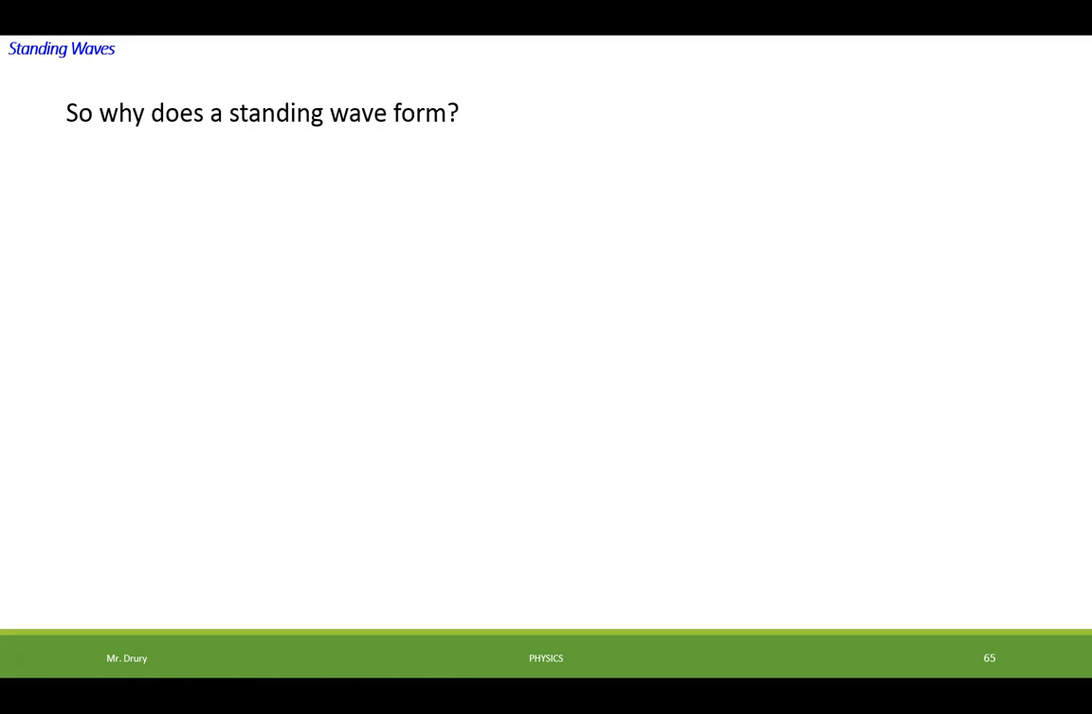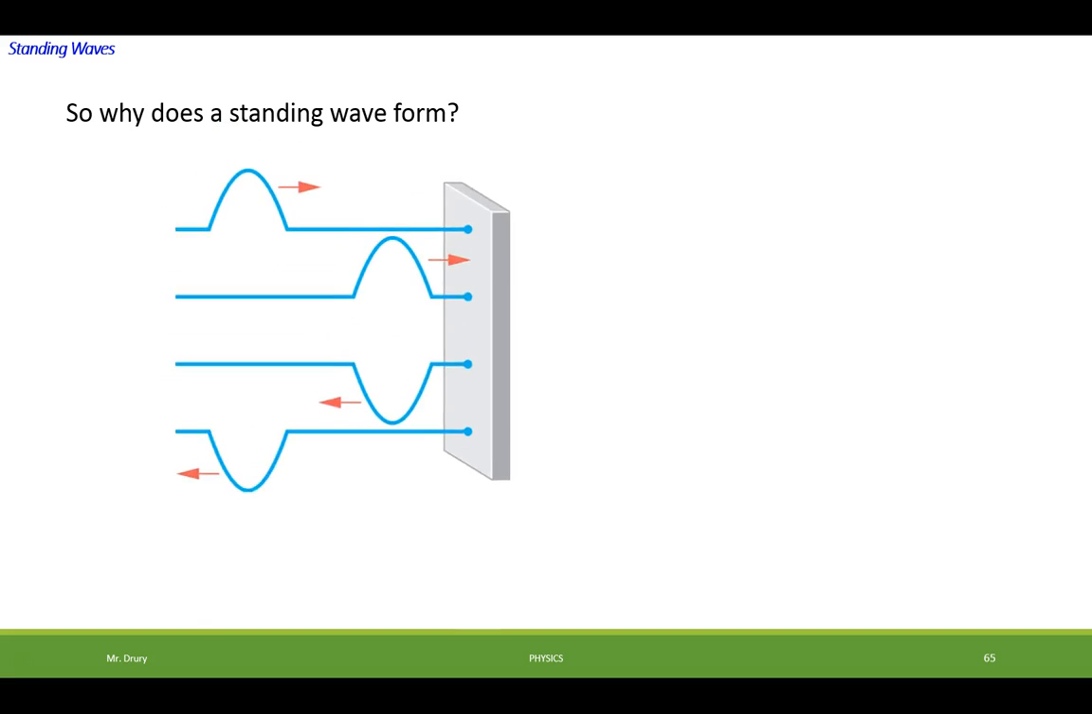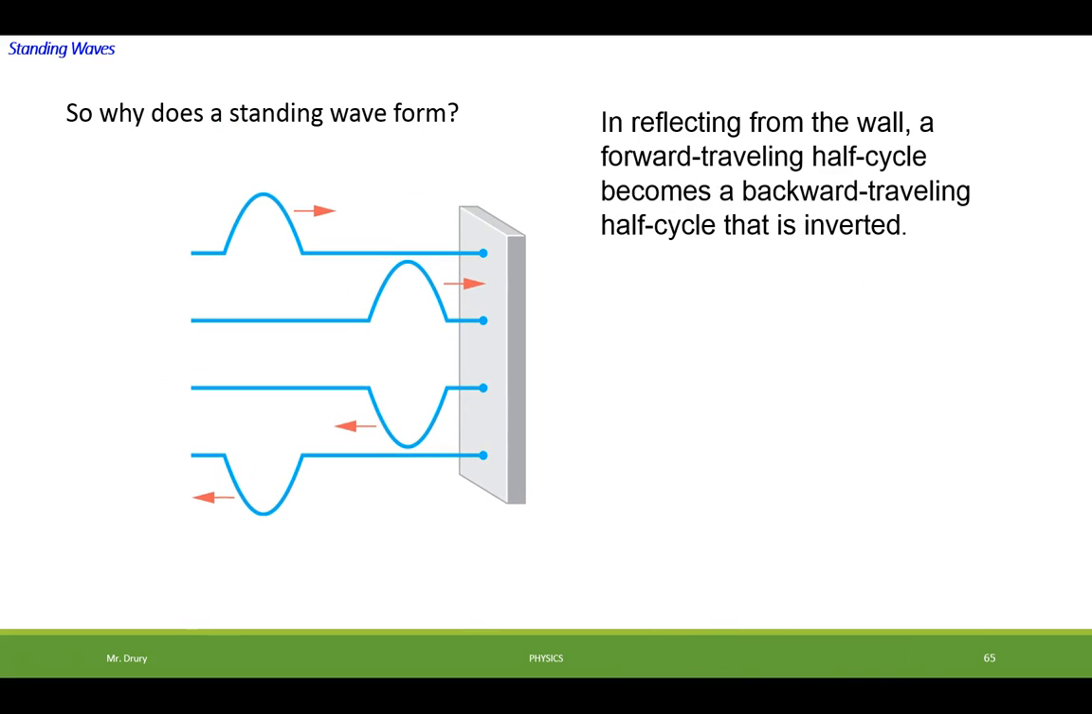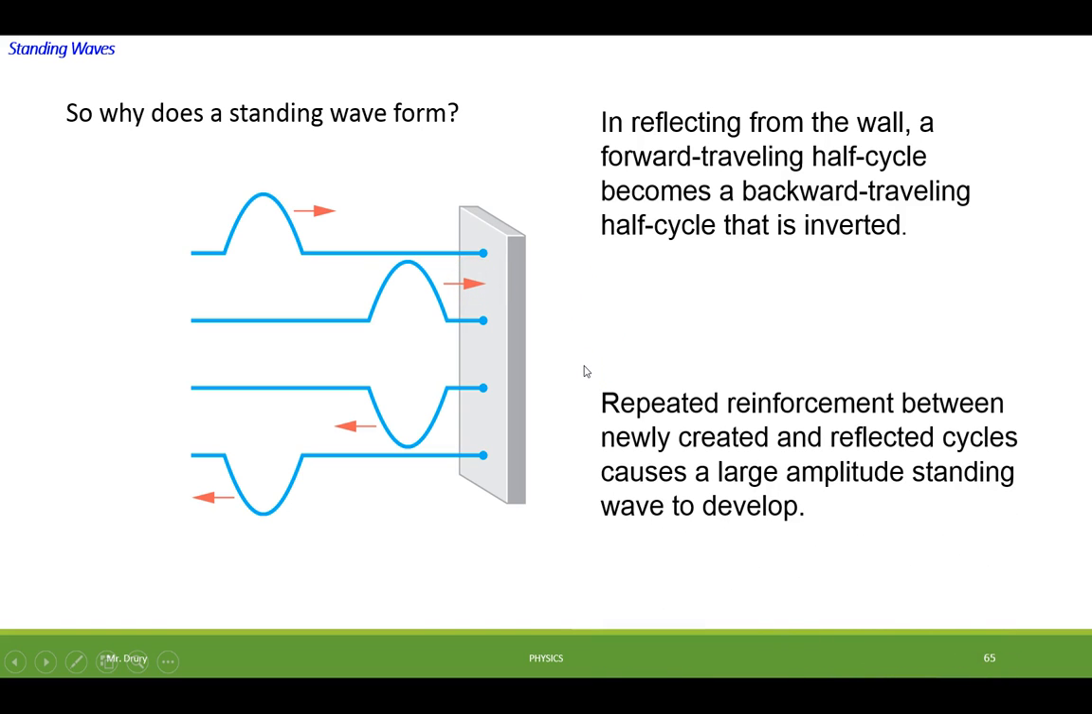So why does a standing wave form? Okay, in reflecting from the wall, a forward traveling half cycle becomes a backward traveling half cycle that's inverted. And this is true because of Newton's third law. The string is pulling up on the wall, and the wall will pull down on the string, and it will flip. This repeated reinforcement between the newly created and reflected cycles causes a large standing wave to develop. I'll show you an image of that in the next slide.